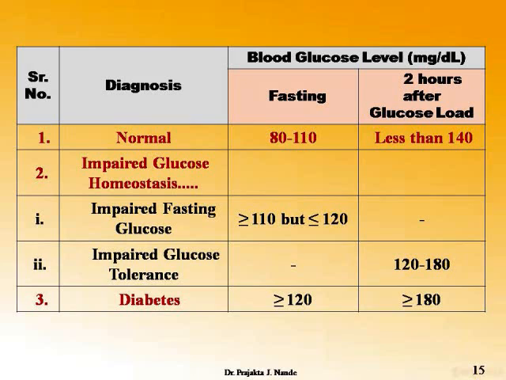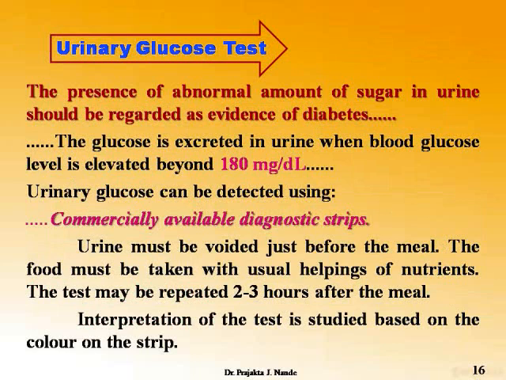And diabetes is detected if the blood glucose level is either equal to or greater than 120 for fasting and equal to or greater than 180 mg per dl after 2 hours of glucose load. The glucose is excreted in the urine when blood glucose level is increased beyond 180 mg per dl, and the presence of abnormal amount of glucose in the urine must be considered as evidence of diabetes, that is uncontrolled diabetes.